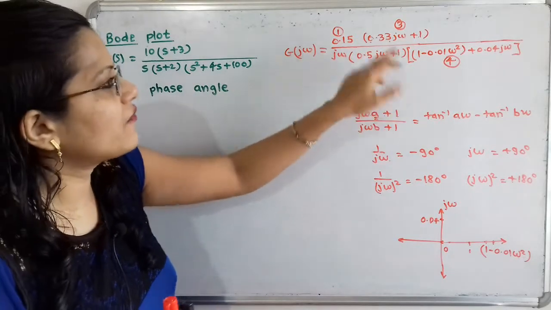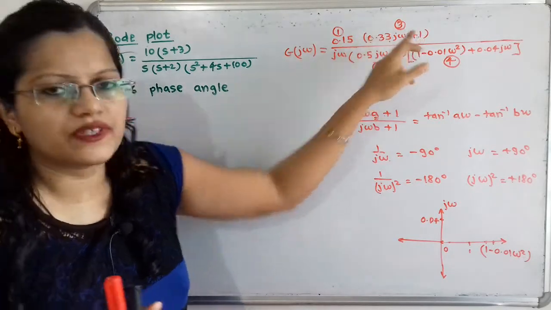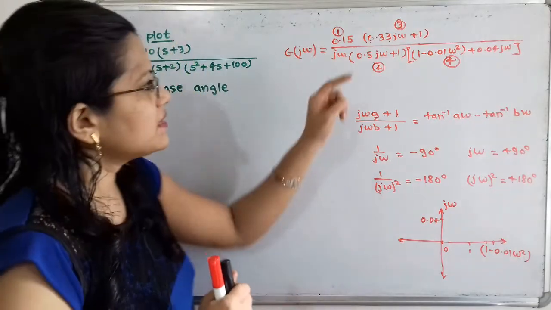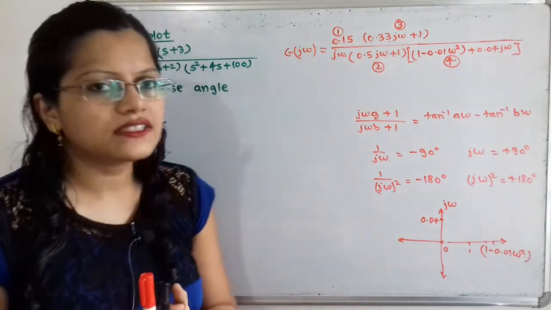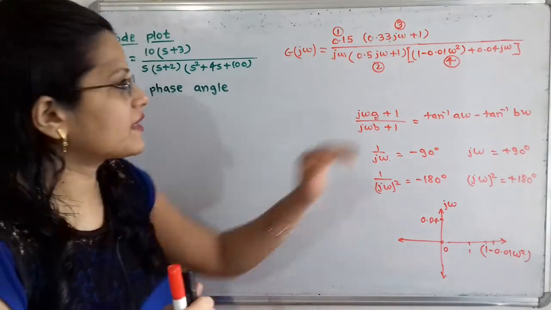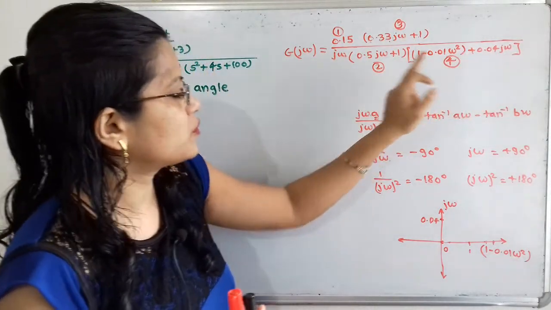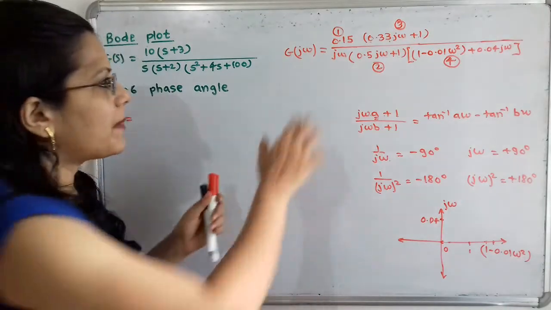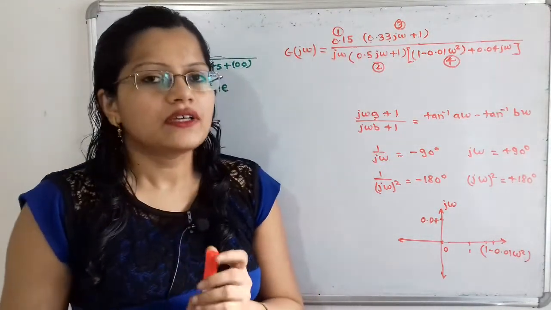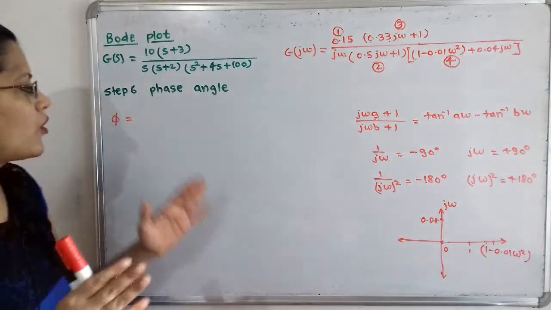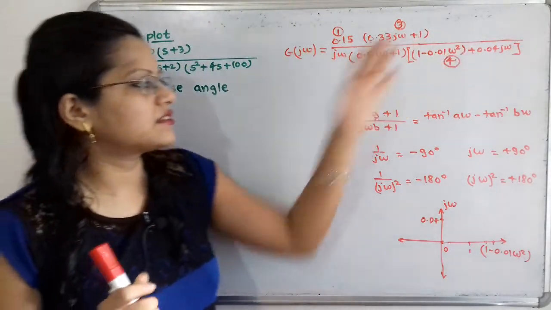Then we write the phase angle for the third term, which has corner frequency 3, that is 0.33 j omega plus 1. And last, the maximum corner frequency, that is for this term, so this is number 4. One by one we will define the corner frequency, that is, what the phase angle phi is for these terms.